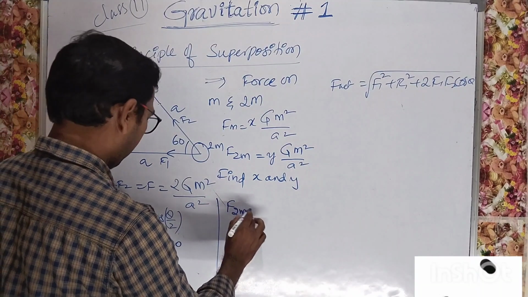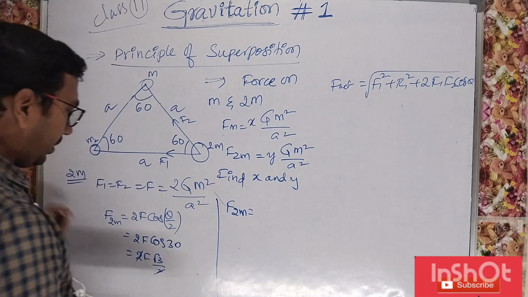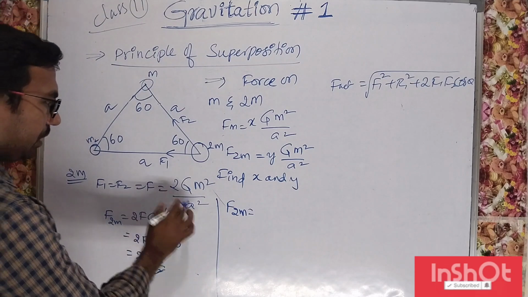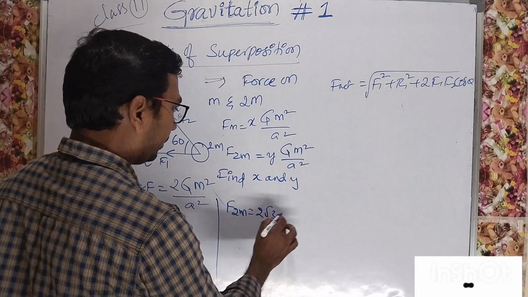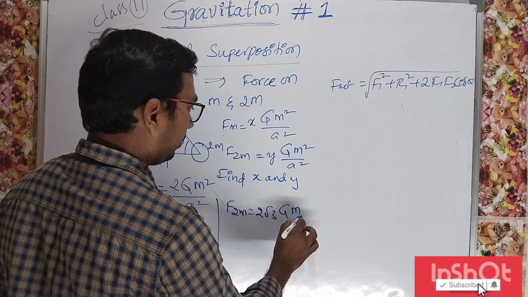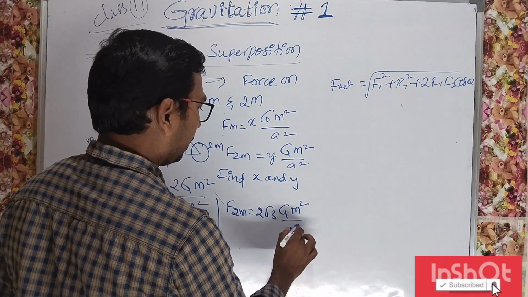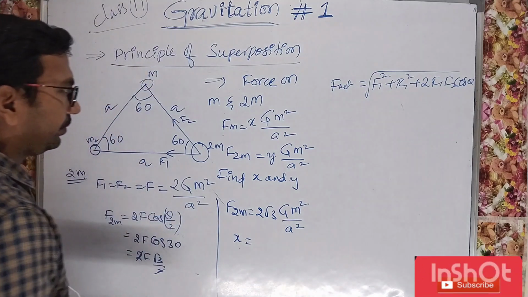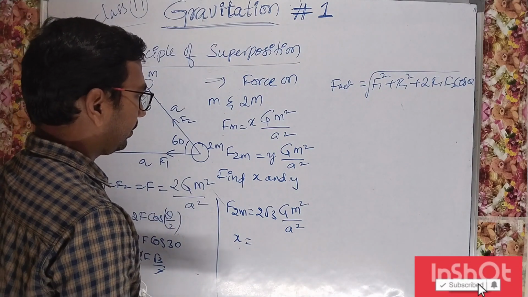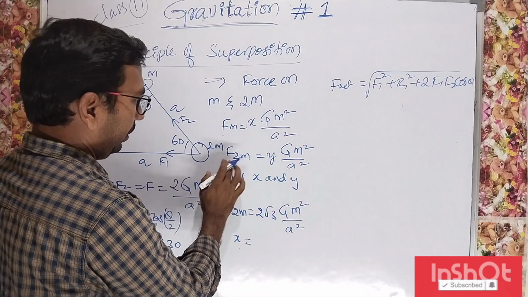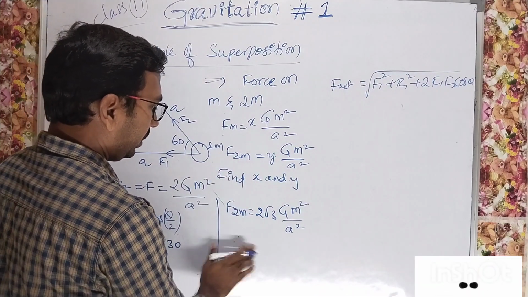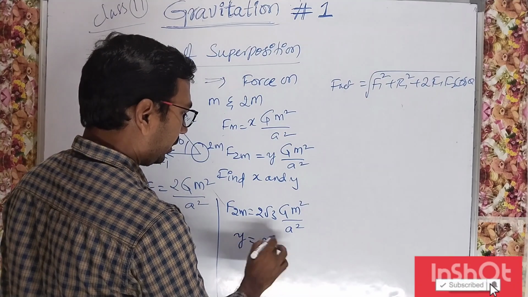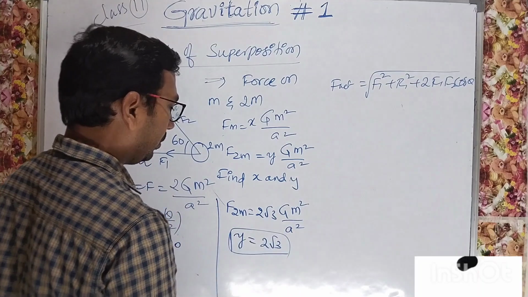So we can write F2m is equal to, substituting the F value. Here in the F value, 2 is there, so 2 root 3 capital G m square by a square. So what is the Y value here? Y is equal to 2 root 3.